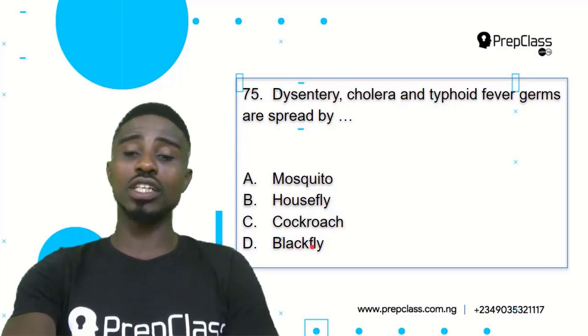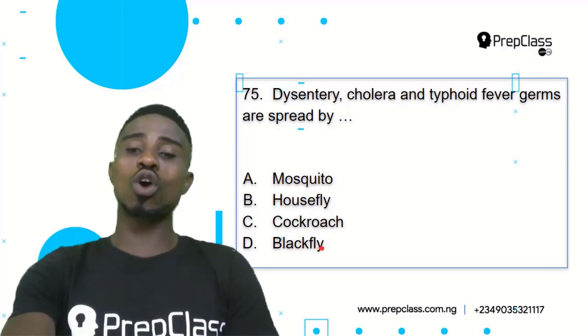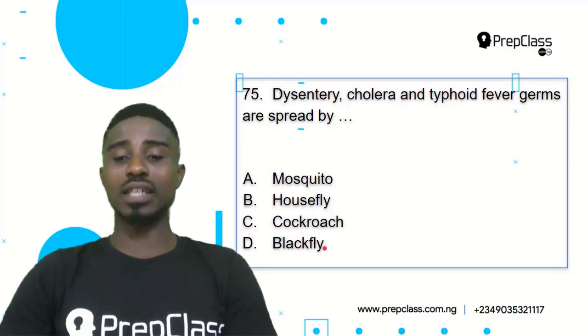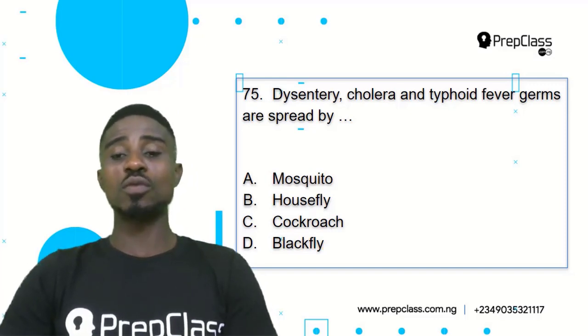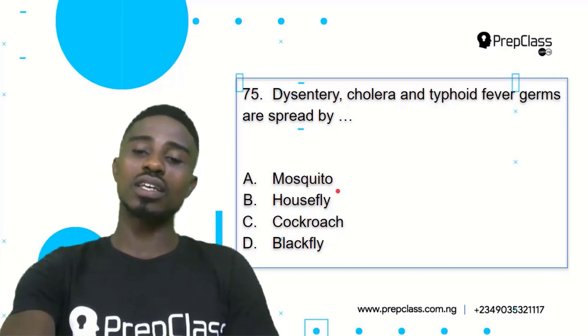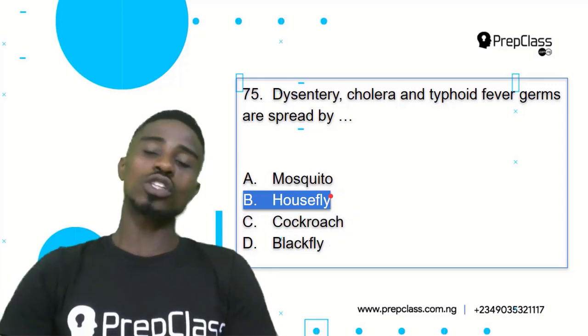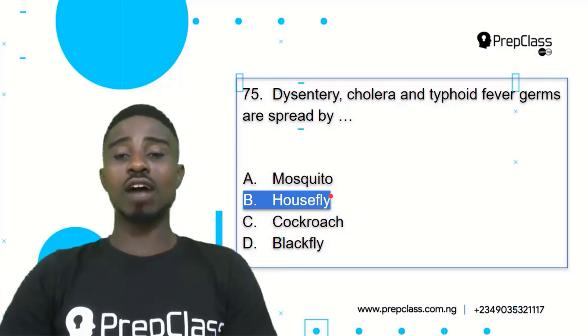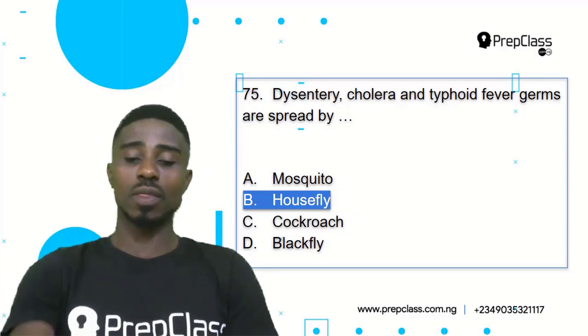The black fly, option D. The black fly is known to cause river blindness. It carries the microorganism which causes river blindness. So our correct answer is option B, housefly. So question 75, option B, housefly is the correct answer.